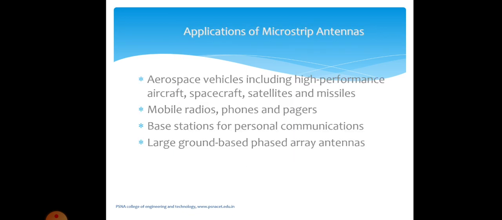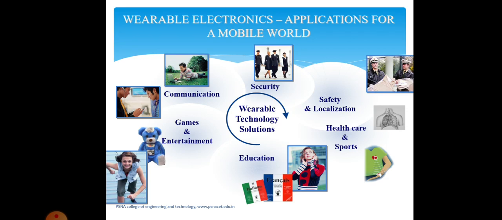The main applications of the microstrip patch antenna include aerospace vehicles, including high performance aircraft, spacecraft and satellite applications, mobile radios, phones and pagers, and base stations for personal communication. Large ground-based phased array antennas are also main applications of the microstrip patch antenna.